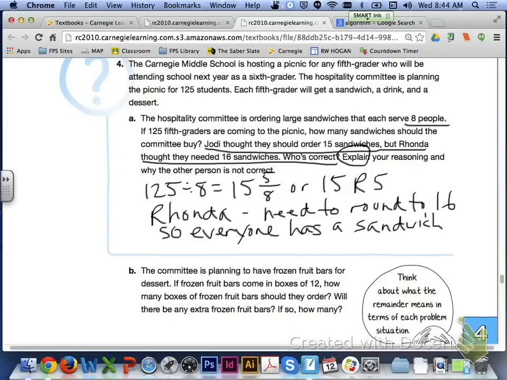So here is what letter A should look like for number 4. 125 divided by 8 is going to give you 15 and 5/8, or 15 remainder 5. Rhonda would be correct in this situation. They would definitely need to make sure that they round it to 16 so that everyone would have a sandwich.